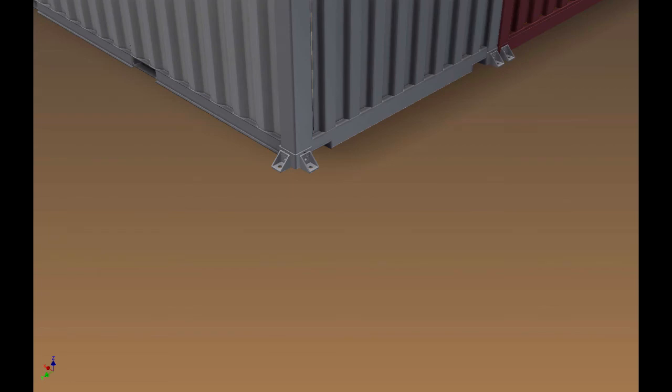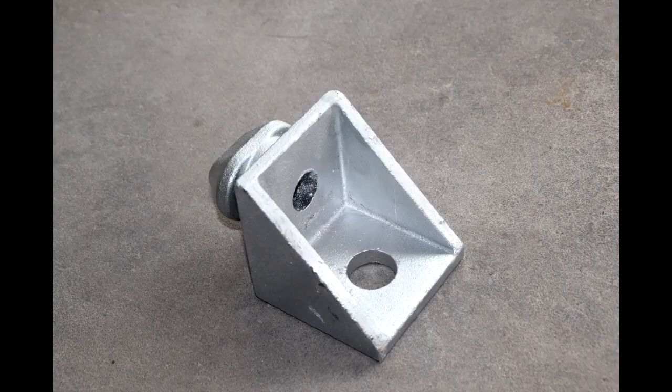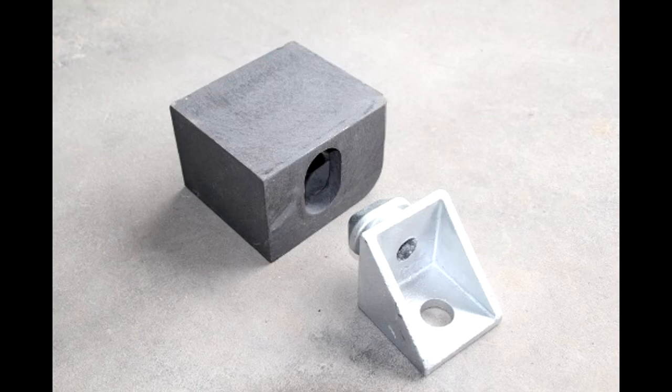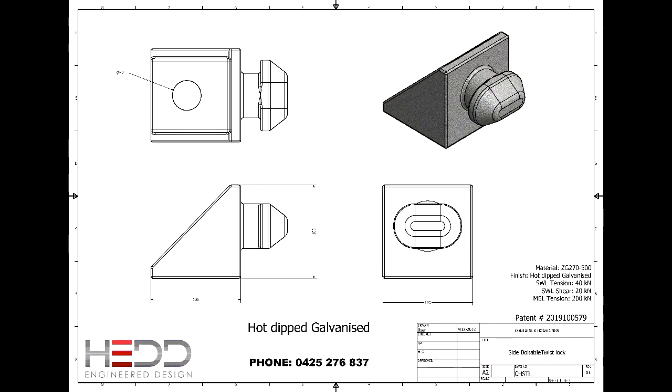For extra strength, up to 2 side twistlocks can be used in each corner casting. Side twistlocks are very suitable for high wind load areas. Contact us for advice on your application, or you can request a copy of our specification PDF.